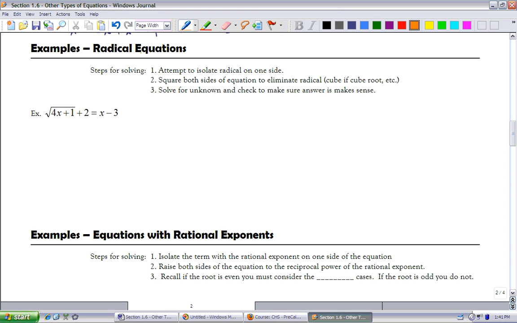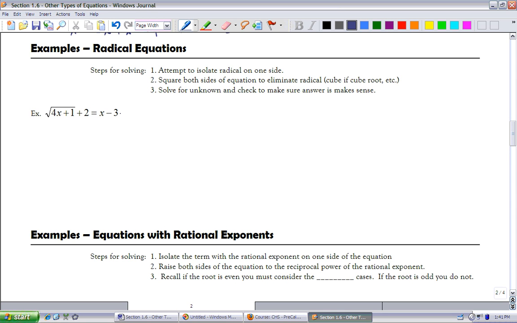Okay, we're going to begin equations with radicals. I know this is radical equations, sounds kind of exciting, but it's just equations that involve a square root or cube root potentially. I think mostly we'll give you square roots. So let's take a look at this.